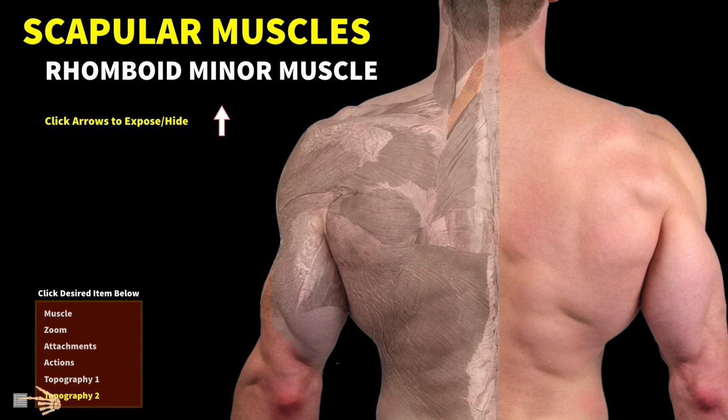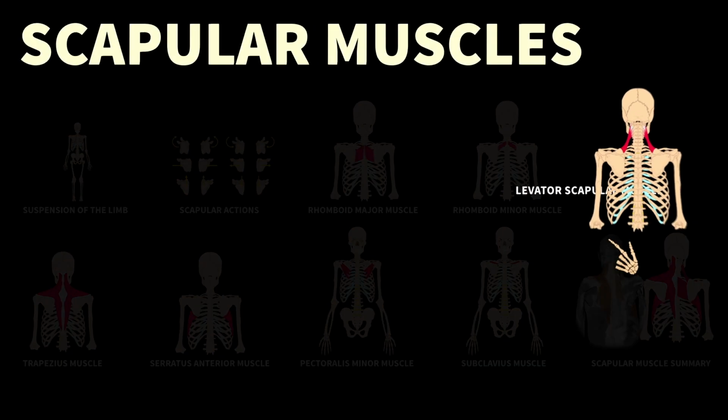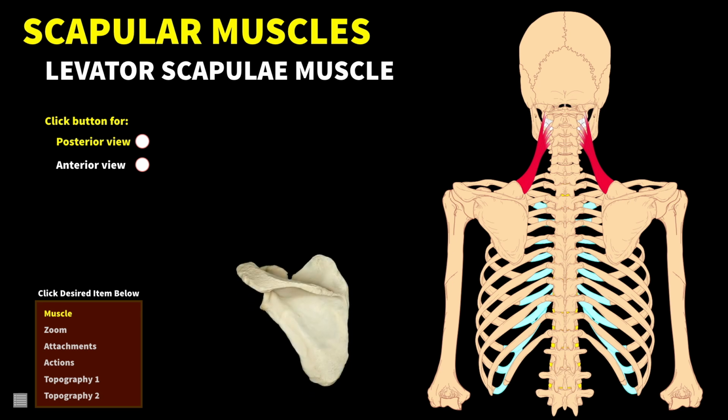Let's move to the next scapular muscle. The next muscle in the series is the levator scapulae. The name levator scapulae describes the movement the muscle makes when it contracts. That is, it elevates the scapula.